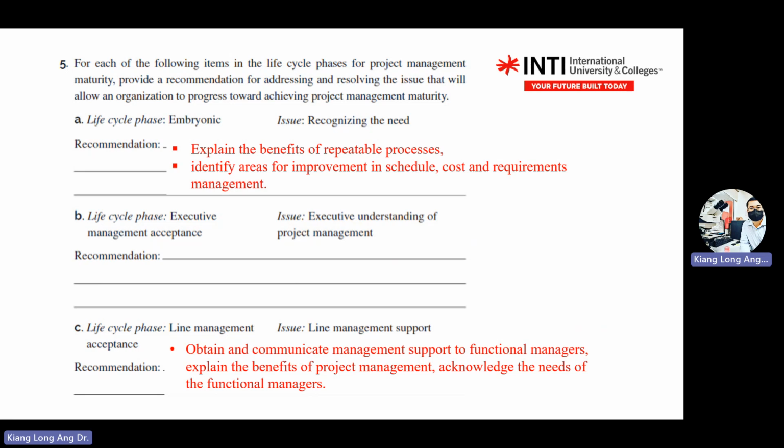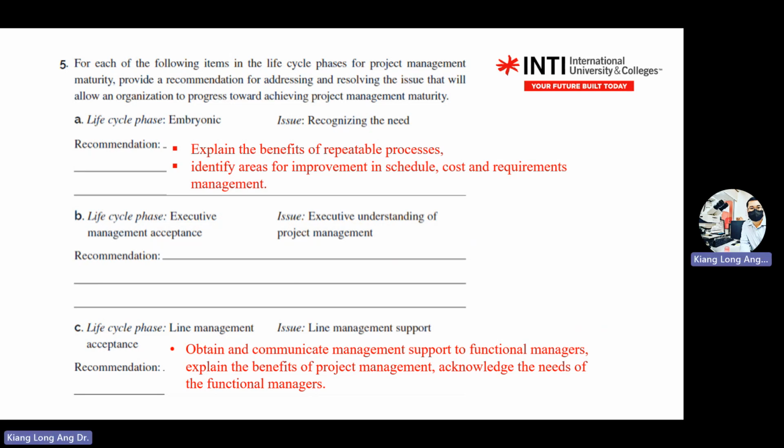So in the early embryonic life cycle phase, you have an issue of recognizing the needs, and you explain the benefit of repeatable process. That means you talk to the stakeholders, you talk to the customers, because in the early stage you're still able to inform your customers about things.